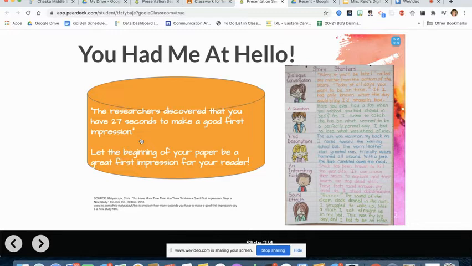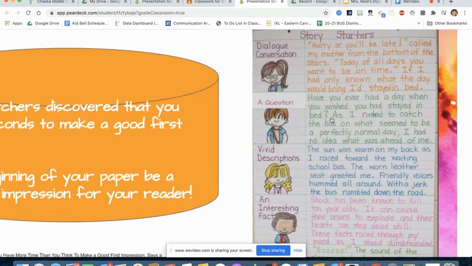So we have that dialogue conversation. That's when the writer starts off with just dialogue. "Hurry or you'll be late," I called my mother from the bottom of the stairs. "Today of all days, you want to be on time." If I had only known what the day would bring, I'd be staying in bed. So not only does that spark your curiosity to see what might be coming, it's a real fun way to start a story.